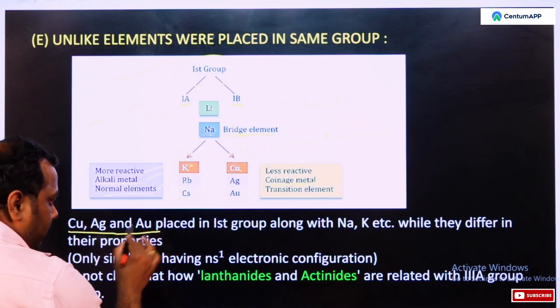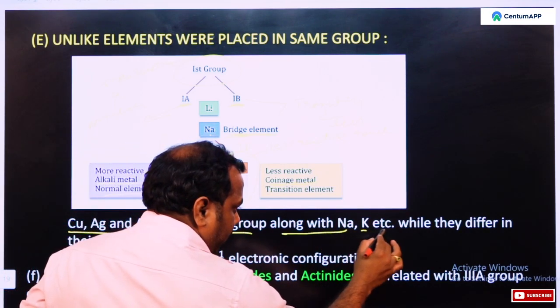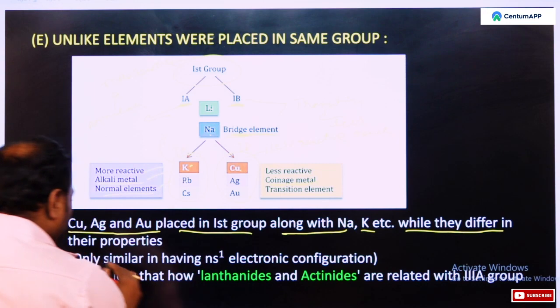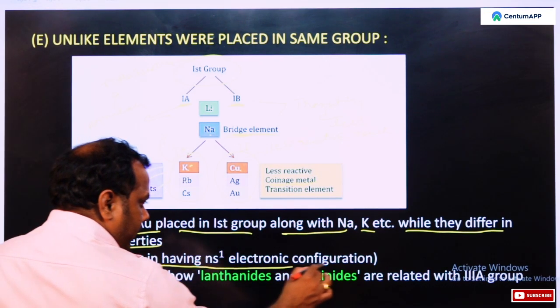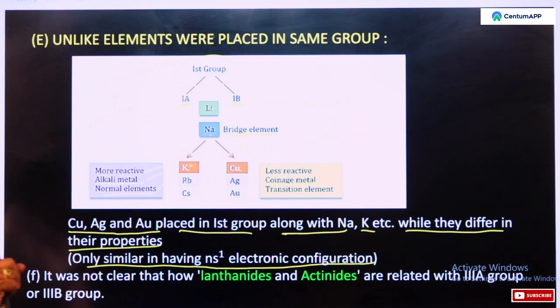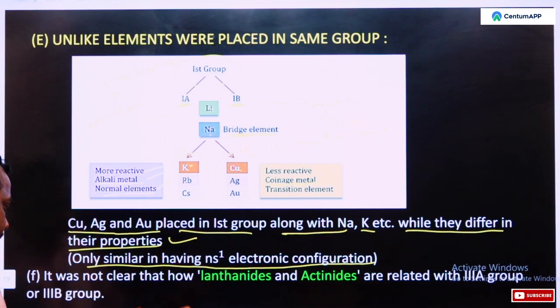Copper, silver and gold were placed in the first group along with sodium and potassium, while these differ in their properties. They are only similar in having ns1 electronic configuration. The outermost electronic configuration is the same, but the properties are different.